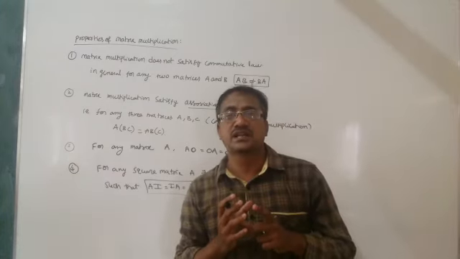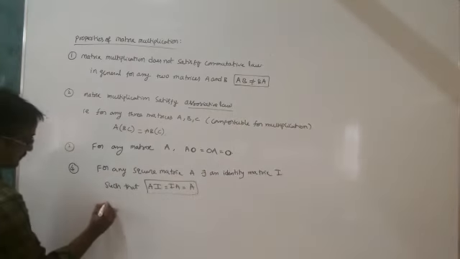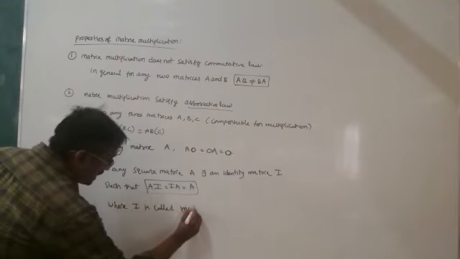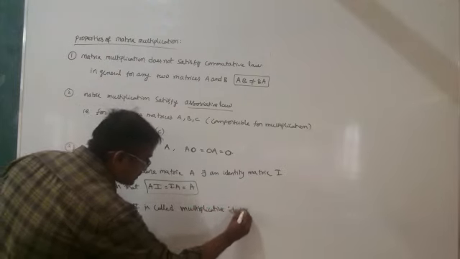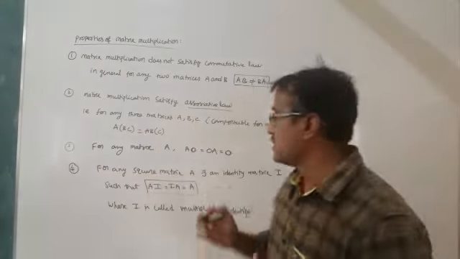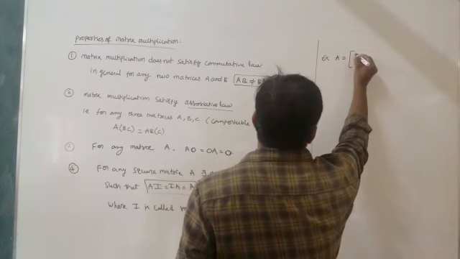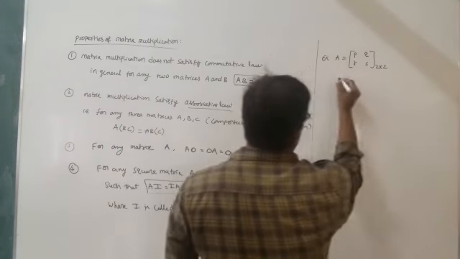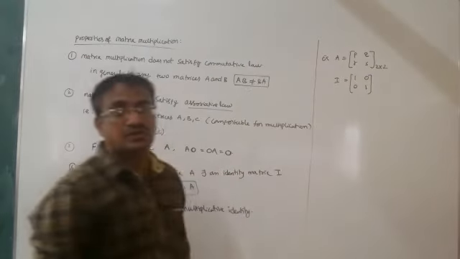This identity matrix is called the multiplicative identity, where I is called multiplicative identity. So the identity matrix is called the multiplicative identity. Now you can see, for example, let capital A be equal to matrix P Q R S. It is a 2 by 2 matrix. So there exists an identity matrix of order 2, that is 1 0 0 1.